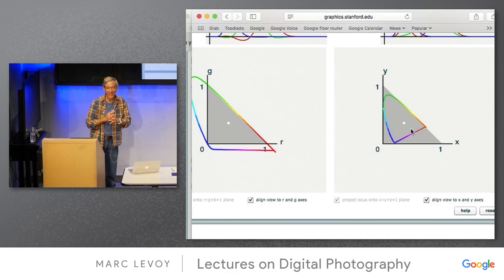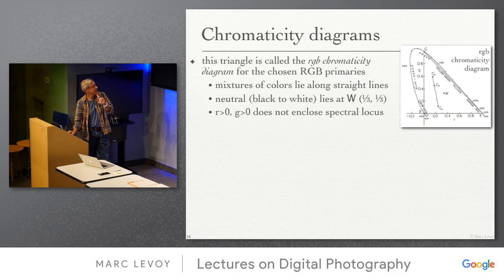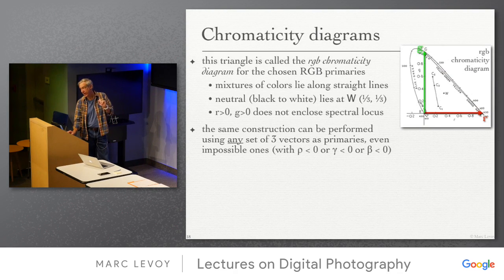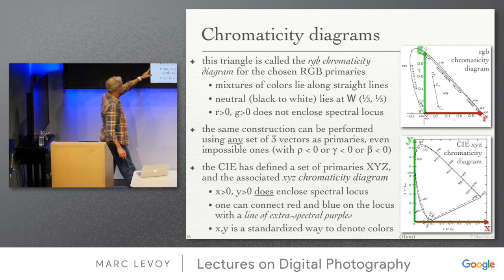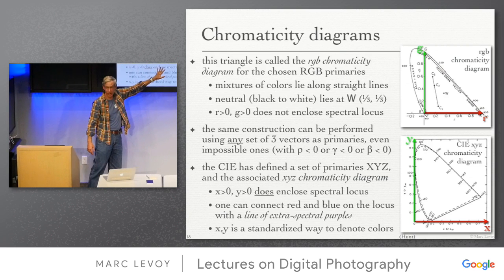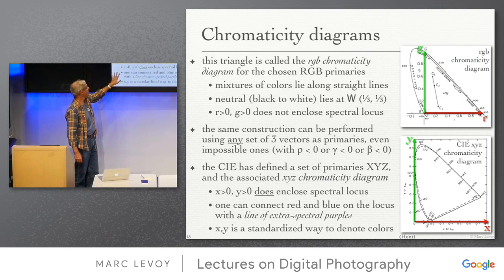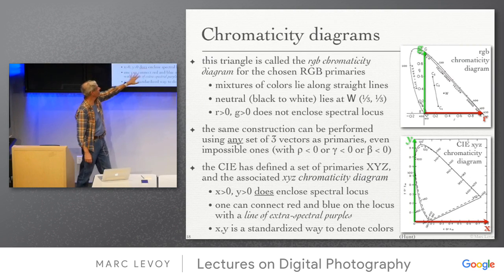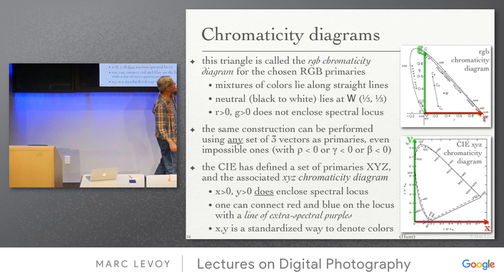I know this kind of rips your head off, but it is exactly what is done as a standard way of talking about color. So the Comité International d'Éclairage has defined this set of primaries in terms of these matching functions such that little x, little y after the same projection does enclose the spectral locus, and there is the spectral locus now.